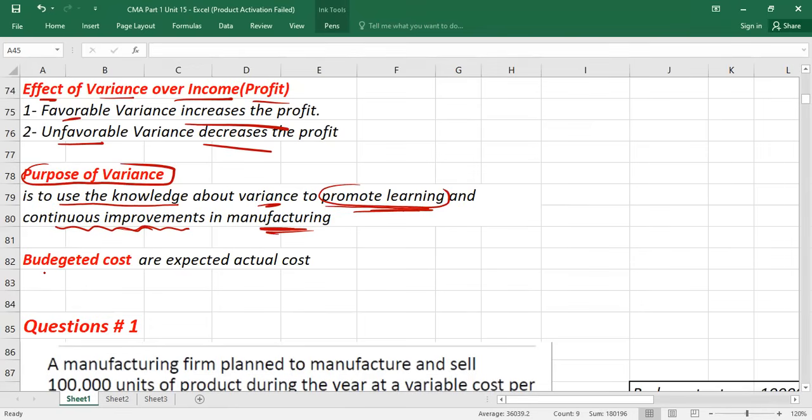Sometimes they ask you what is the budgeted cost. So this is the definition of budgeted cost. Budgeted costs are expected actual cost. Don't say it's actual. It is expected actual cost. When I say estimate the material cost for the chair, actually what you are estimating, you are trying to expect the actual cost, like what will be the actual cost in future. So that is actually the budgeted cost. Understood, guys? I hope it is clear.